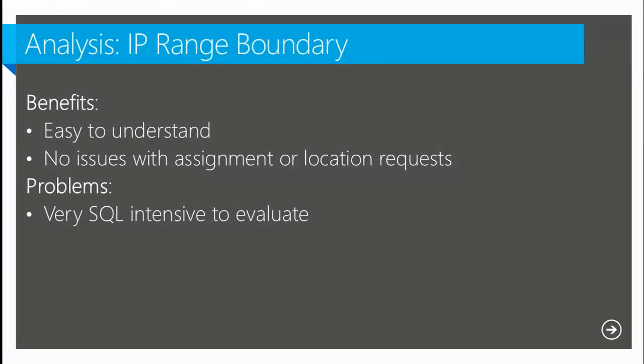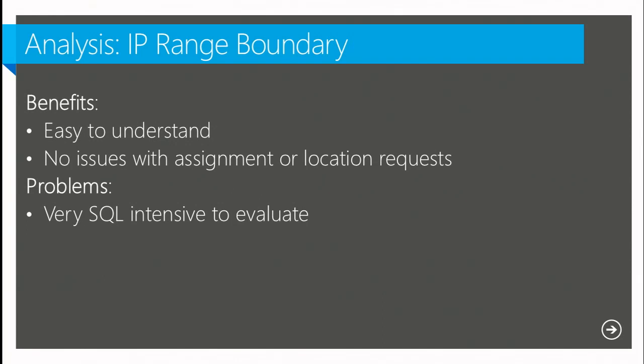Which brings us to the IP range boundary. Now, the IP range boundary, when it was first introduced in SMS 2003, could not be used for site assignment, but was used for content location requests. It's very easy to understand. It's basically a range of IPs from here to here. You don't have to understand networking concepts. It's very easy to communicate, very easy to pick up. It's a very good user experience.